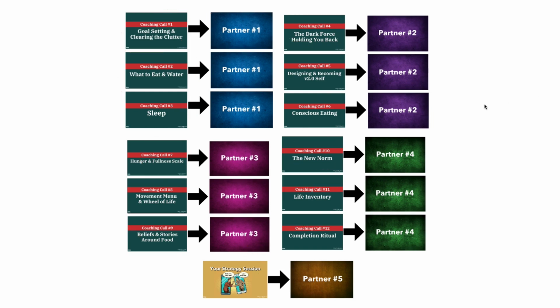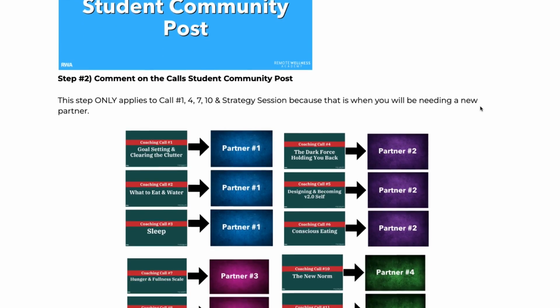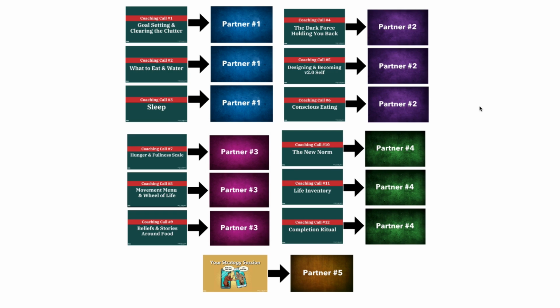And so this step number 2, where we say comment on the call student community post with your availability, only applies to 1, 4, 7, 10, and the strategy session. I hope that is absolutely clear. Make sure you let us know if you have any questions about this, but I do want to emphasize that this step number 2 about commenting your availability is only for specific calls.